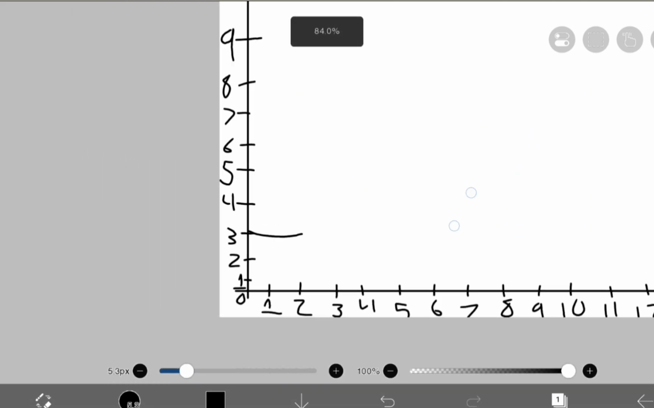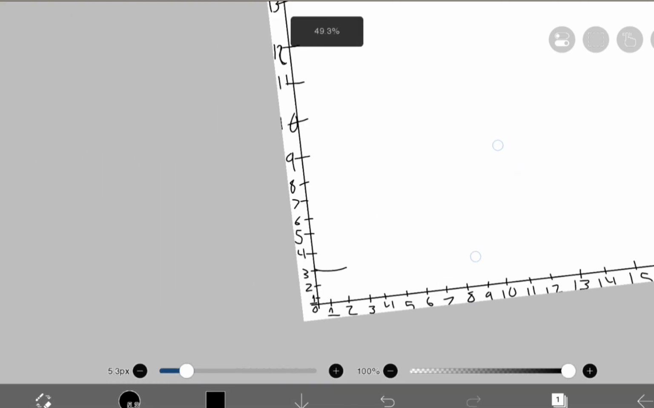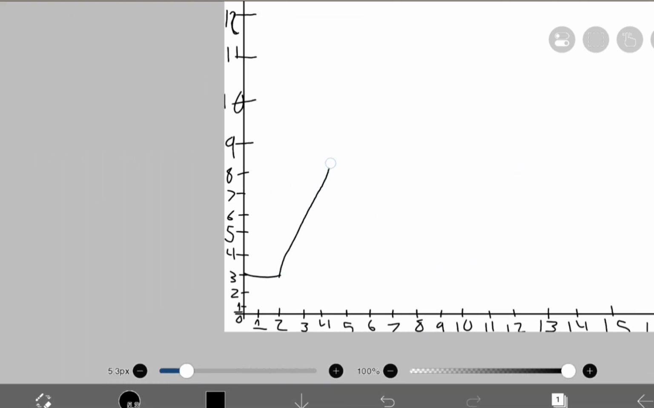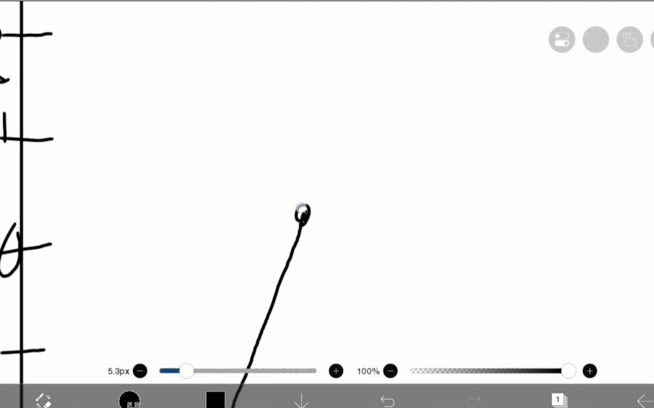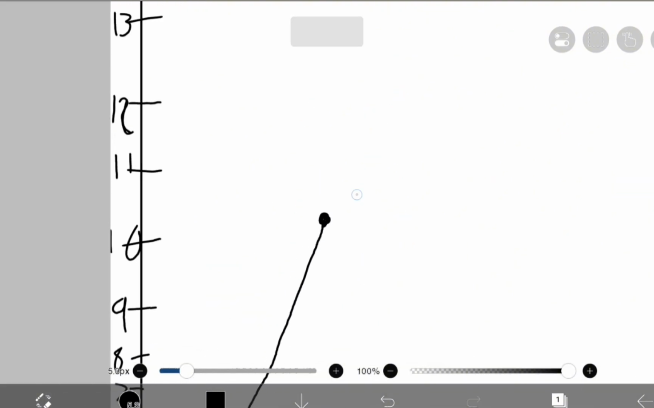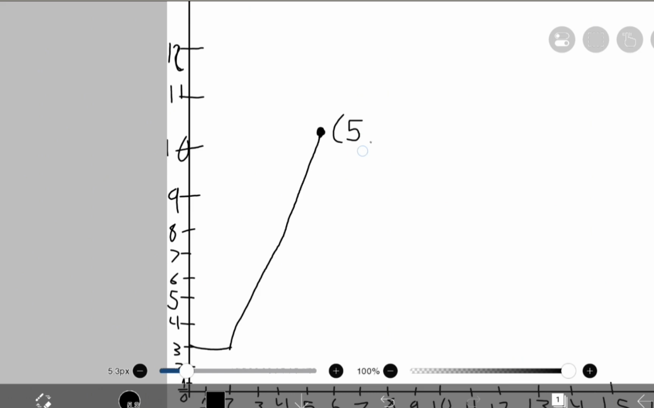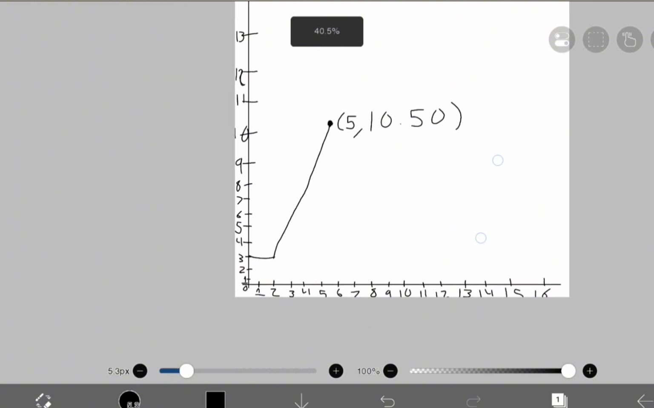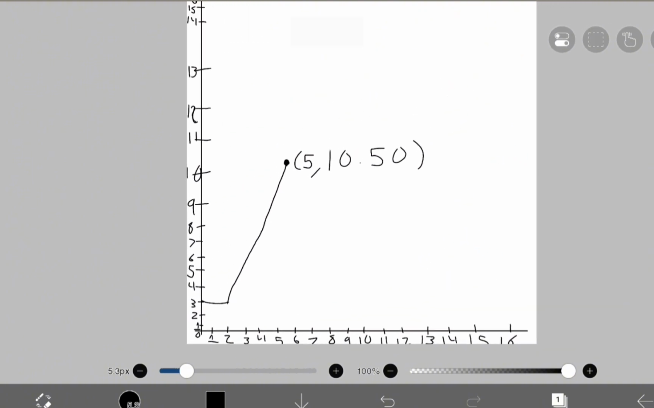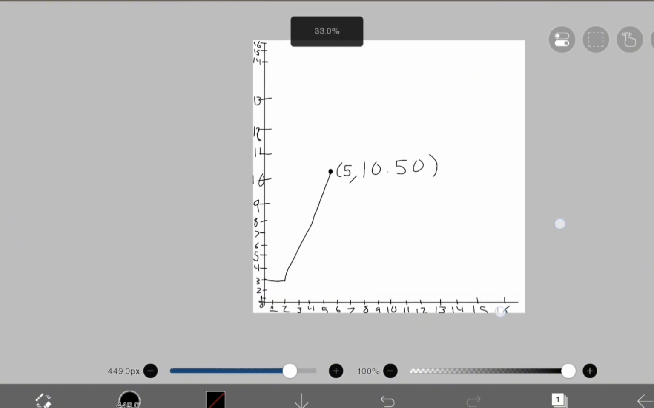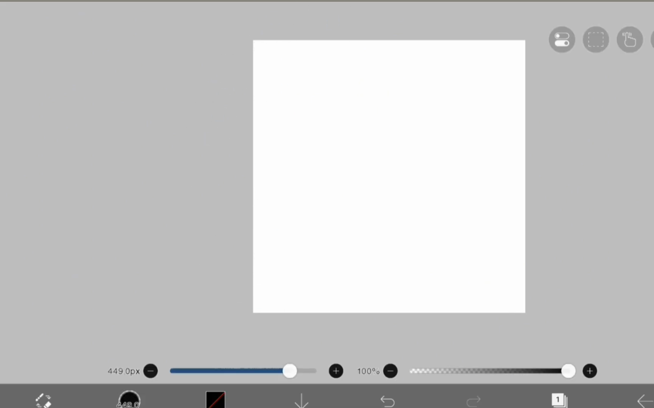So, we know from 0 to 2 miles, the fare is unchanged. It's $3. But as you go above 2 miles, the price does change. It goes up $2.50 per mile after 2 miles. So, we know for sure that at 5 miles, the fare will be $10.50. And this is what a piecewise function would look like for said fare.